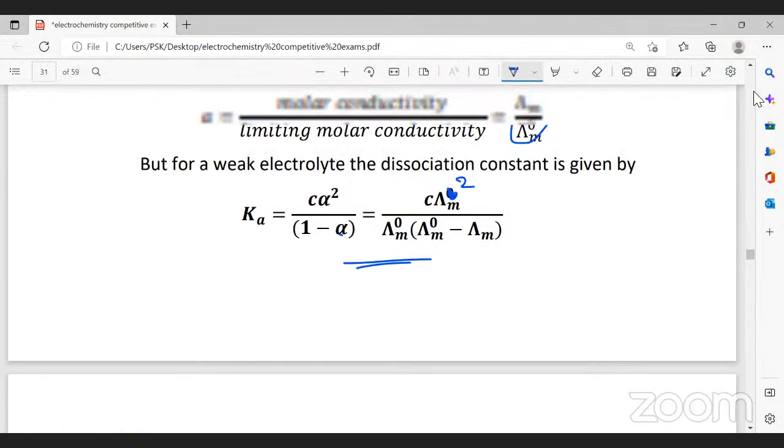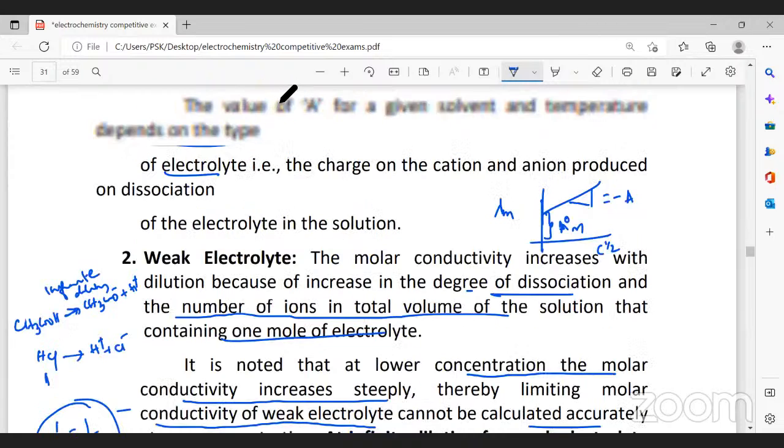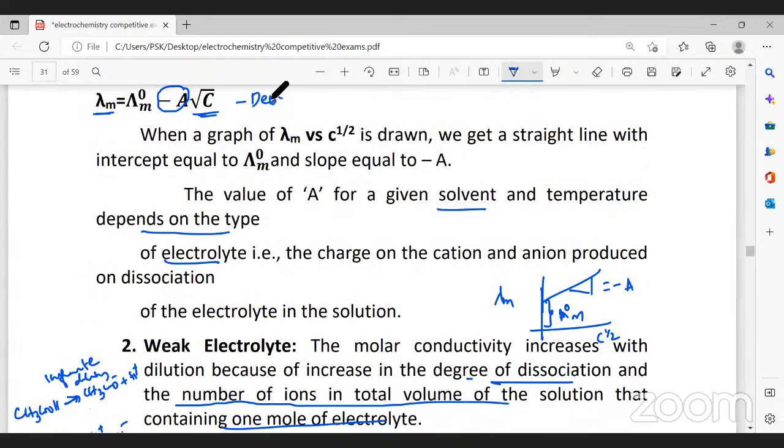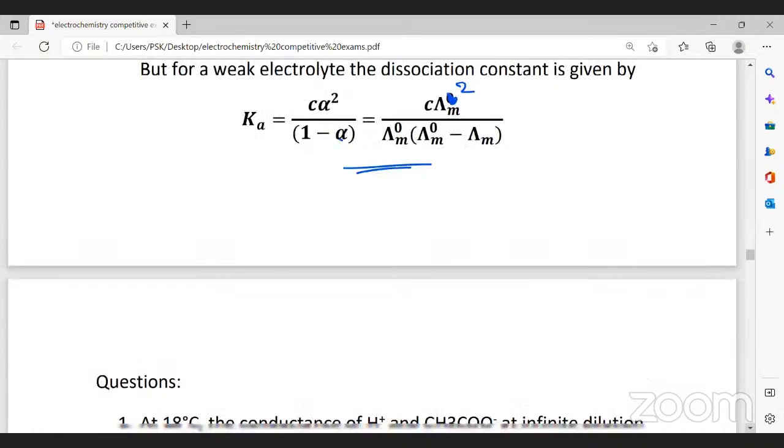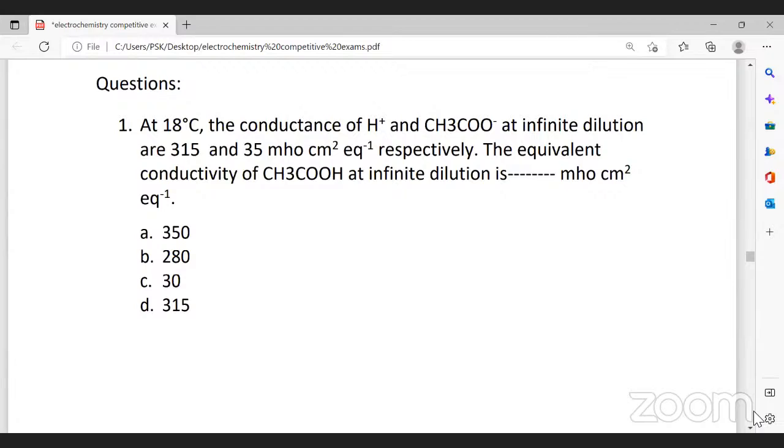See, this equation is called the Debye-Huckel-Onsager equation. Debye, D-E-B-Y-E, Huckel, H-U-C-K-E-L. Lambda m is equal to lambda naught m minus A into C to the power 1 by 2, or root C. This is called the Debye-Huckel-Onsager equation. So we'll work out some problems based on Kohlrausch's law. Little confusing, anyway, we will do it.